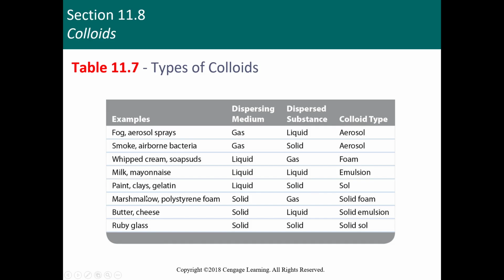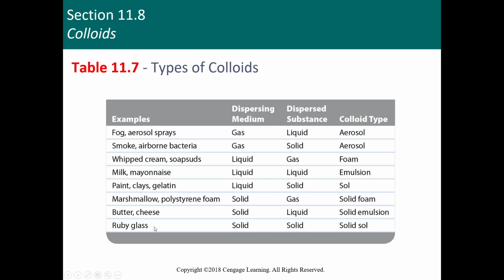Butter and cheese, these are actually going to be liquids that are then dispersed through a solid. The thing that's being dispersed for butter and cheese are usually various types of proteins, sugars, etc. The solid is usually a type of oil in these cases. The solid emulsion is what those are called. Notice it's like an emulsion, but it's solid.